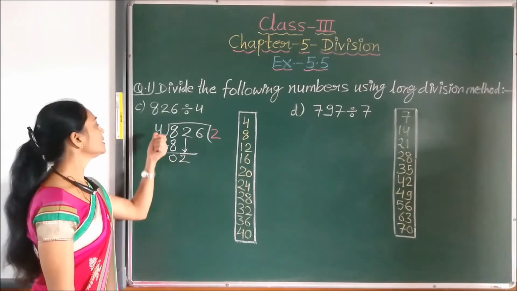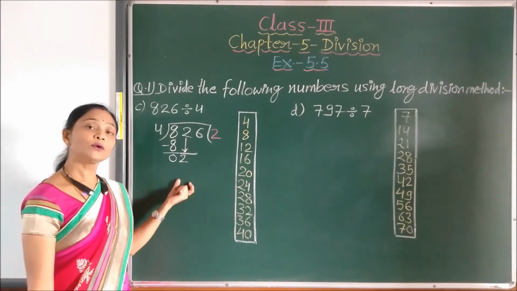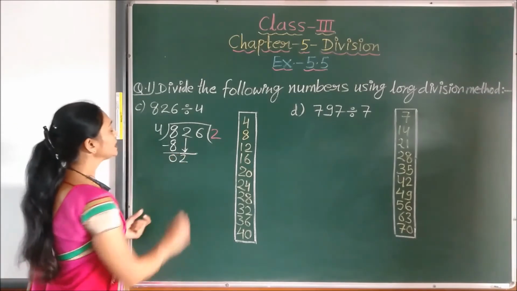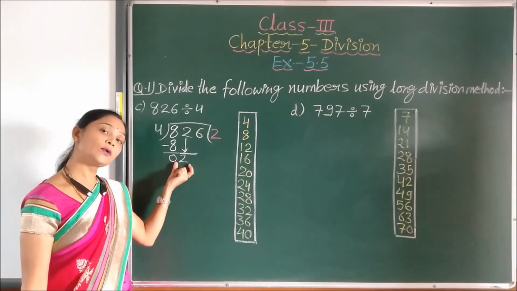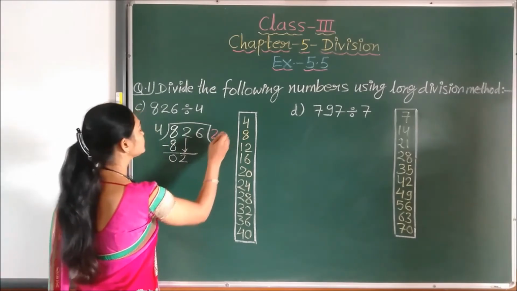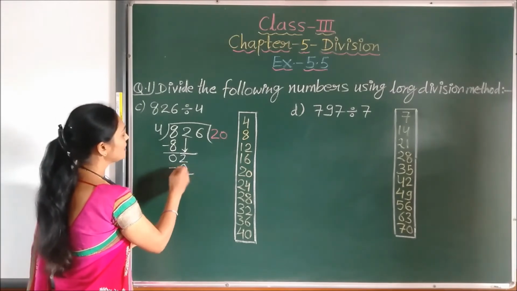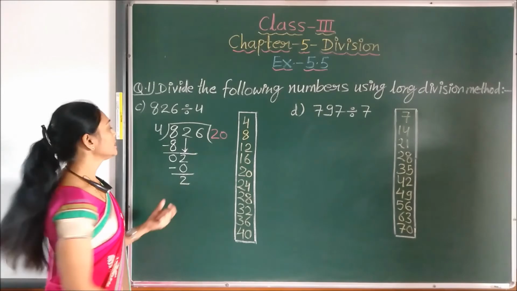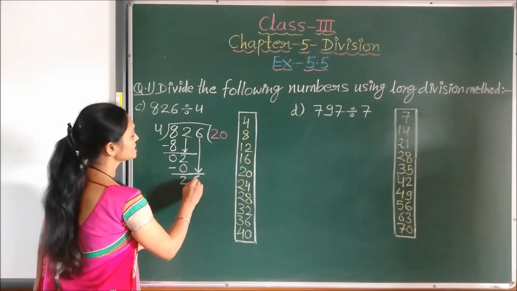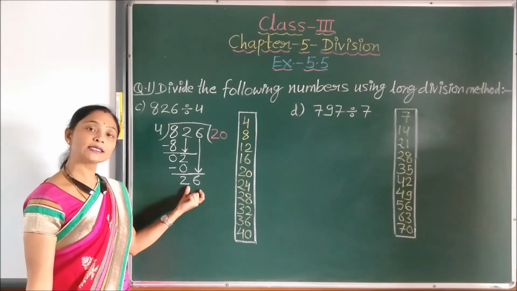Now you can see children, this is 4 and this is 2, which is less than 4. So what to do? As we did in the previous question, first we have to read the table of 4 how many times? 0 times, and we subtract 0 from this 2. So here we write 0, 2 minus 0, 2 only. Then now we have to carry this 6 down. Third digit. Now how much did we get?